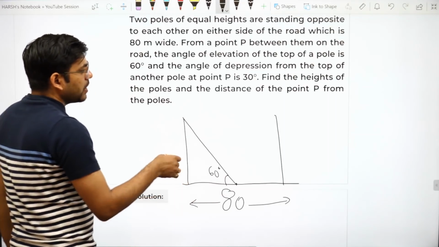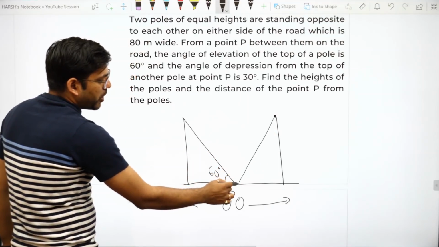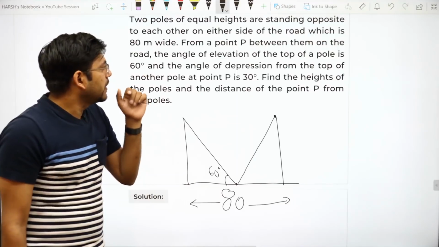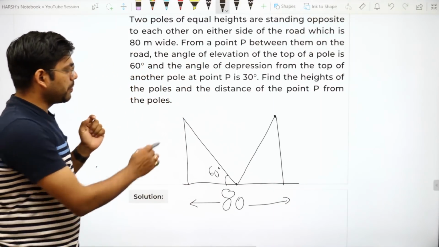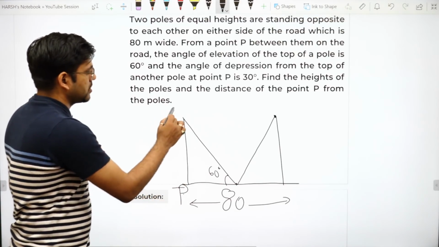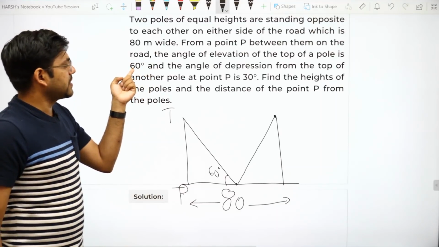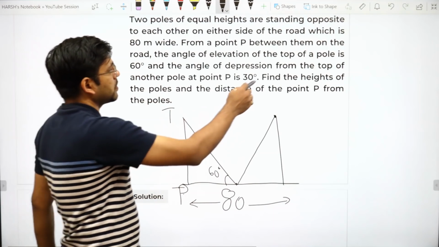And from another pole, if I see the point P, try to understand it once more. It is saying the angle of elevation of the top of the pole, I am writing pole and this is the top of the pole. The angle of elevation is 60 degree. Sorry, this is not P, point P was this one.